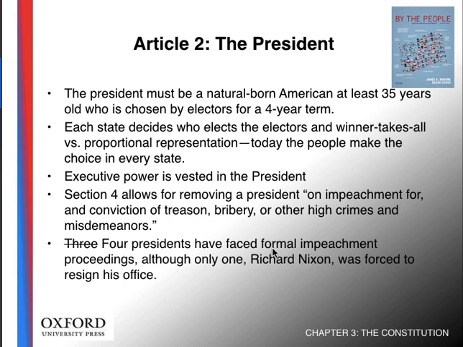Now four presidents have faced formal impeachment proceedings. We have one current president now facing impeachment proceedings, although only one, Richard Nixon, was forced to resign from office. He did not go to an impeachment trial with the Senate, because he resigned. He knew better.